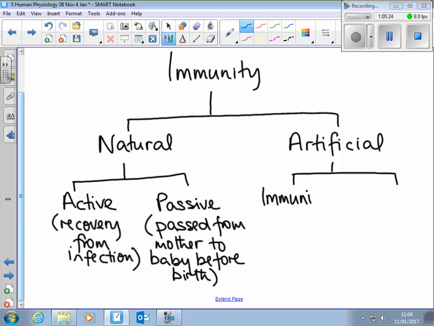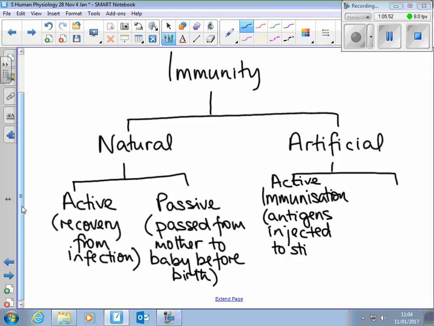I'm going to struggle to fit the other one in there, aren't I? Immunisation, where we've got antigens injected, they stimulate the actual response. I was supposed to put the word active, wasn't I? Sorry, that's the active. Sorry, that was supposed to be active there.